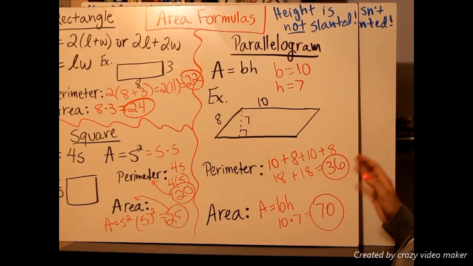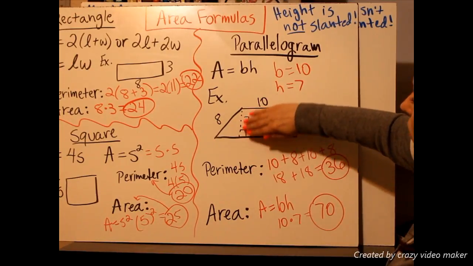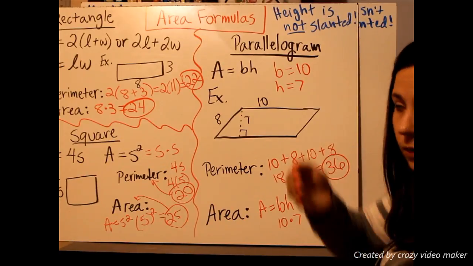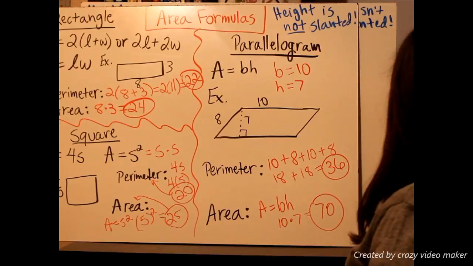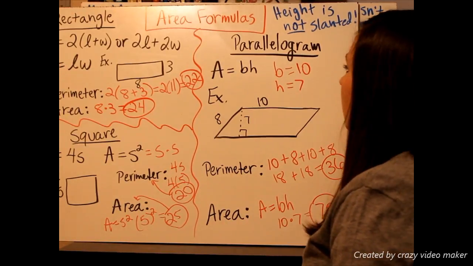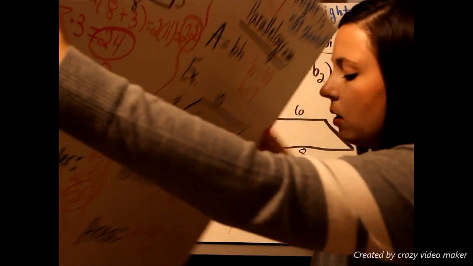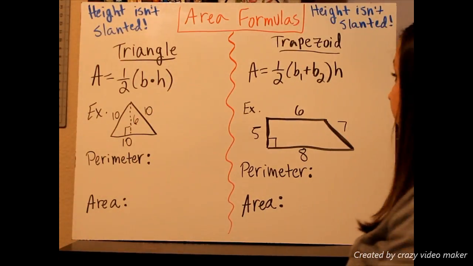So parallelogram is pretty straightforward. Only thing you have to worry about is identifying the correct height. Okay, and always remember it's straight up and down. Now we'll move on to our next two shapes. And again, we're starting with all these shapes so we have all of it together, but we're going to be going through them in class.